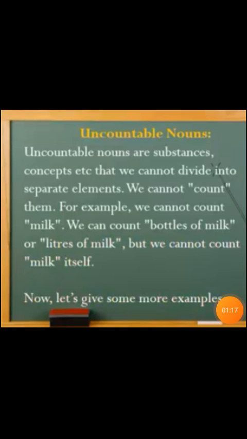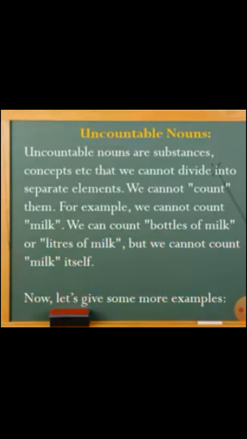Now, uncountable nouns. Uncountable nouns are substances, concepts, etc. that we cannot divide into separate elements. We cannot count them. For example, we cannot count milk. We can count bottles of milk or liters of milk, but we cannot count milk itself.